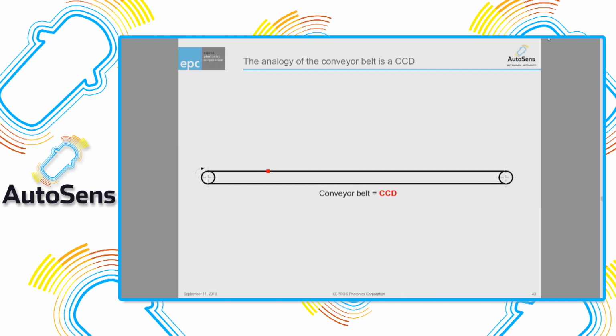The conveyor belt is a CCD, and a CCD is something that allows us to get charge into a bucket and move it from stage to stage. That's what we do here. We have photons. They hit a photodiode in the pixel, and the pixel generates electrons, and the electrons are stored in a bucket on the CCD.